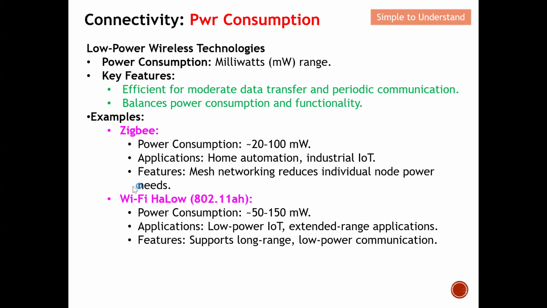Another example of low power wireless technology will be Wi-Fi HaLow. It's the 802.11ah standard. The power consumption is slightly higher, around 150 milliwatt. The application is simply for low power IoT with extended range. For Wi-Fi, they can even extend the range, so they call this Wi-Fi HaLow. The key feature is that they support long range and also low power communication. So this is for low power wireless technology.